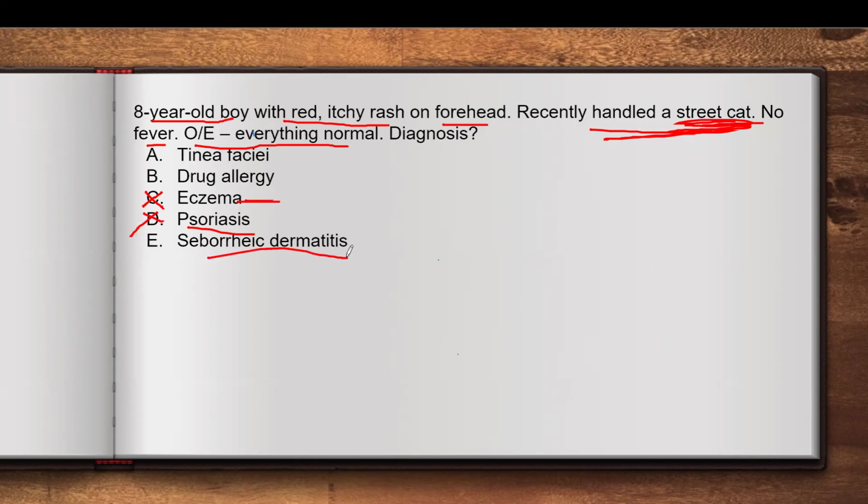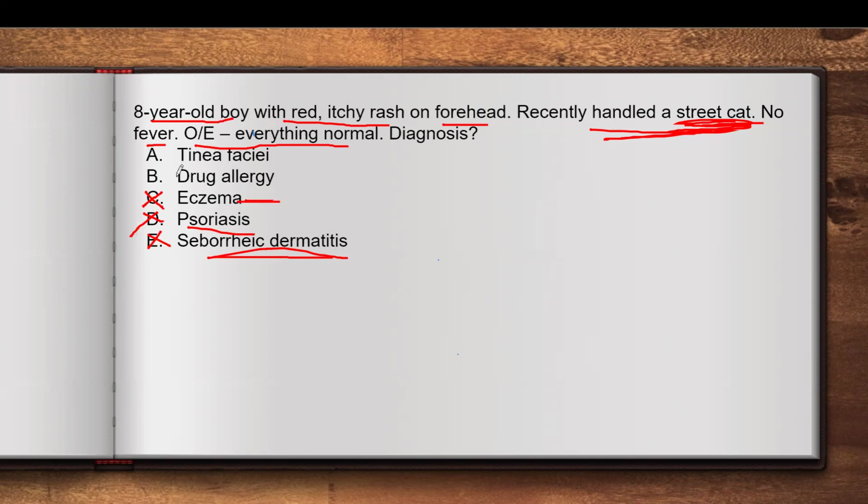Seborrheic dermatitis, in simpler terms, is just dandruff. It is present where the hair follicles are present, so it is also less likely. You can see a lot of flakes on this rash. And we are left with drug allergy and tinea faciae.